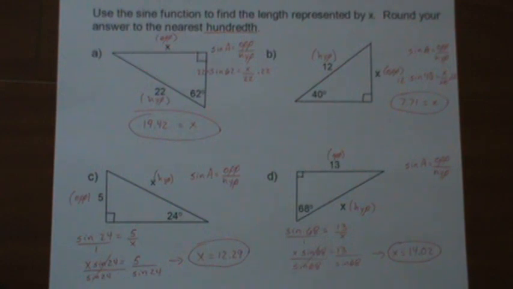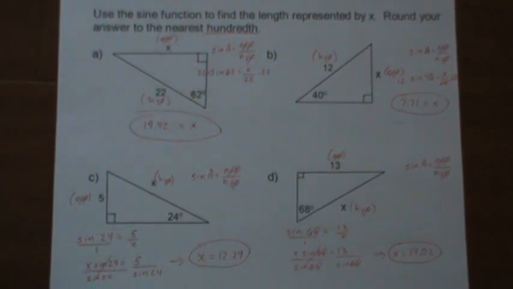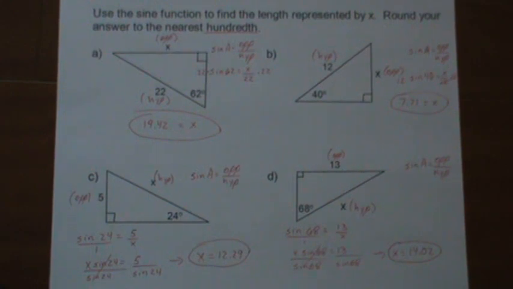My goal is to solve for x, so I'm going to multiply by 22 on both sides, and I put that in my calculator. When I put it in my calculator, I have to make sure my calculator is in degree mode. If you're in radian mode, you will get an incorrect answer. So I'm going to put 22 sine 62 in my calculator, and the directions tell me to round to the nearest hundredth, and I'll get 19.42. And that's a length, so it does not get degrees with it.